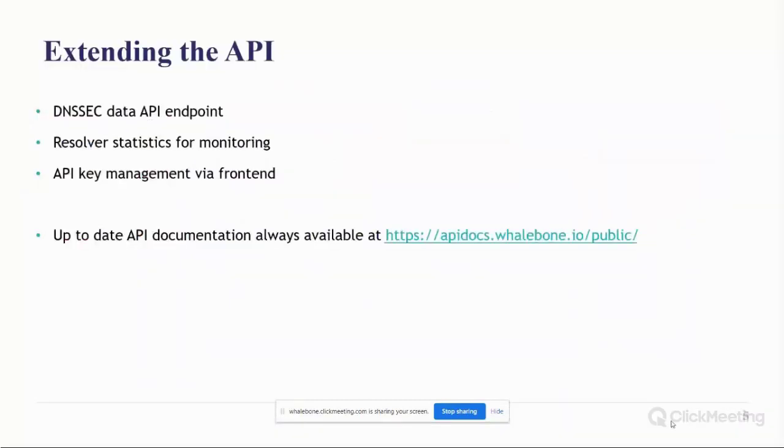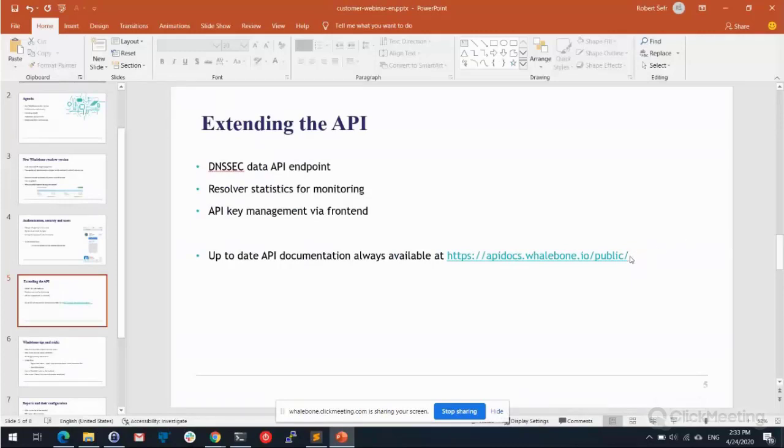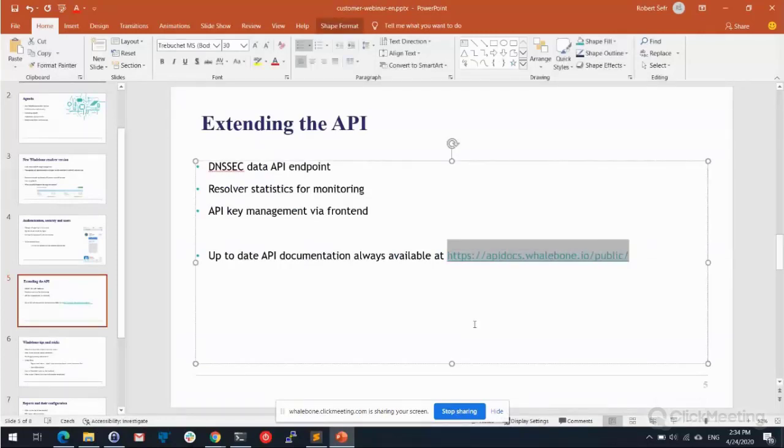Extending the API, this is what we are doing constantly. We are adding new endpoints and also adding more features to the existing endpoints all the time, based on customer requests. So if you would like to use the API but you are missing something, reach out to us and we can discuss some extensions also for you. We are really happy if the customers are using the API. I think it's quite an important way to use Whalebone and to make the most of it.